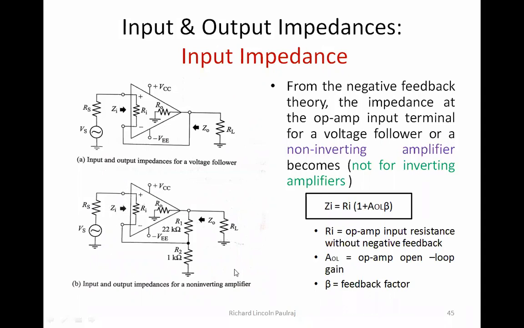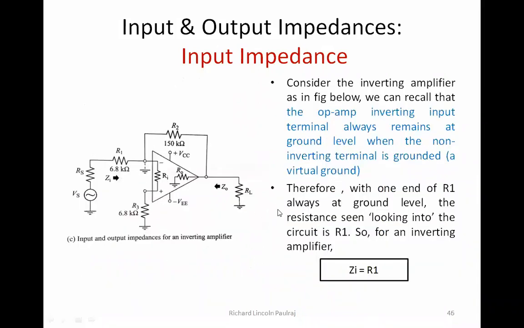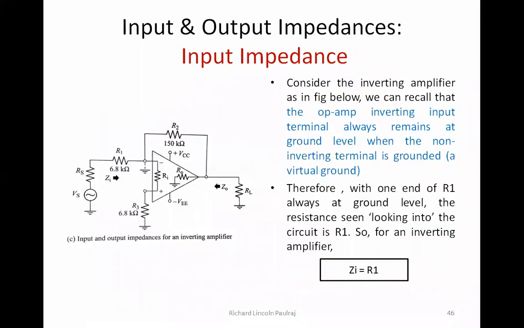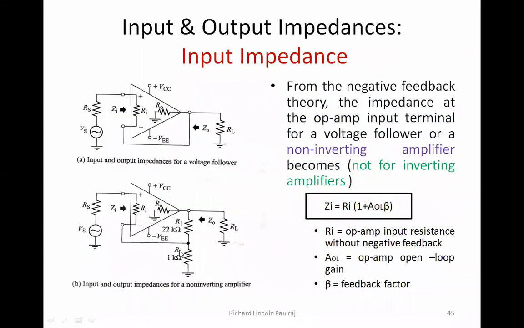So this is the practical circuit. Now let's see a small example. Calculate the minimum input impedance of a 741 op-amp employed as a voltage follower. Which means I am going to look at which circuit? The first circuit or the second circuit? It's saying voltage follower, so first circuit, non-inverting. So this is the first one, which is the voltage follower, but in non-inverting format.